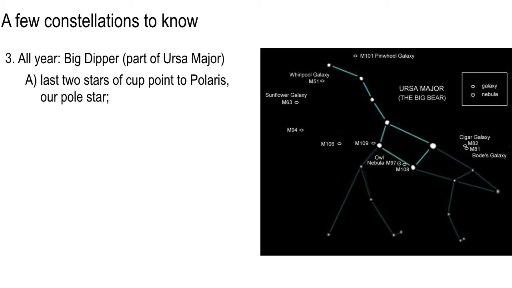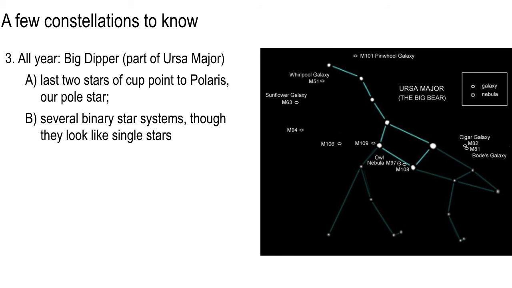It does move. It's not immobile. Okay, so that's a good one to know. Some of the actual stars of the Big Dipper are binary stars. And a couple of the stars are double binaries. In other words, there's actually four stars, two pairs of binary stars.